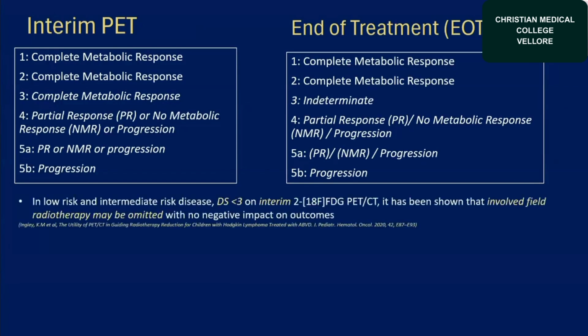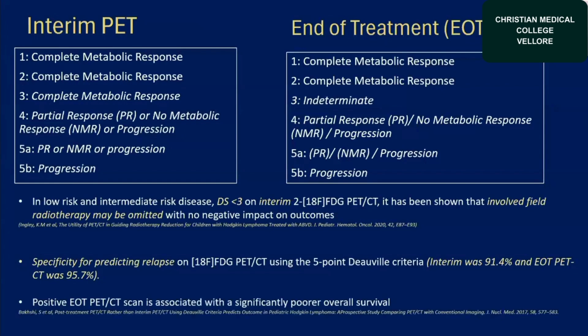So why are all these scorings important? In lower risk and intermediate risk group disease, when there is a score of less than 3 on interim PET, it is shown that we can safely omit the field radiation therapy to that involved field. It has no negative impact on the outcomes. Then there are also studies which say that with PET and the scoring, both at interim and at the end of treatment, there is a high specificity of predicting relapse. That is, the higher the score, the higher the chance of relapse, and the higher the chance of overall poor survival.